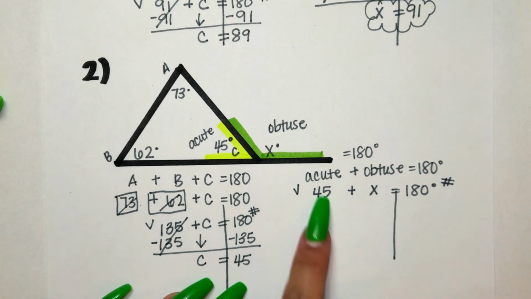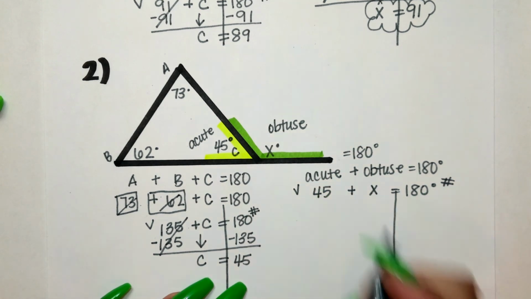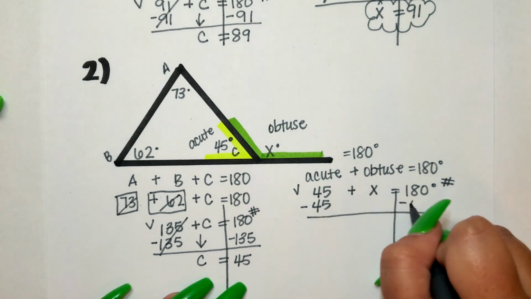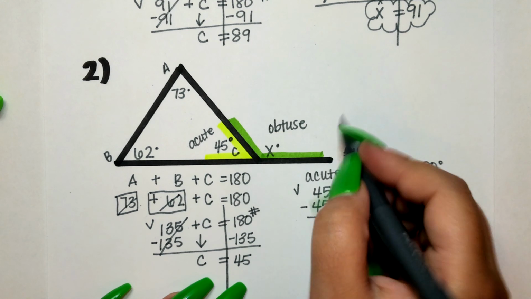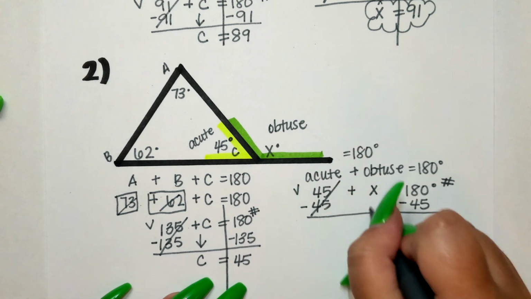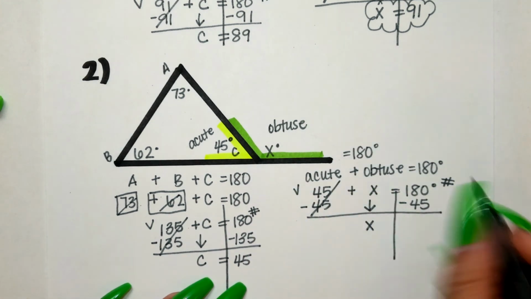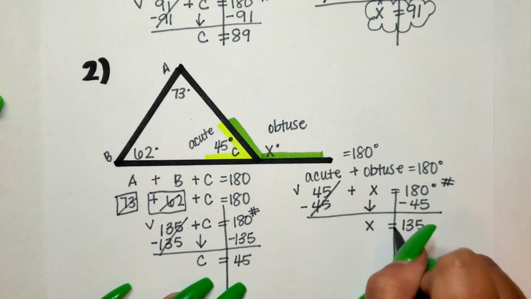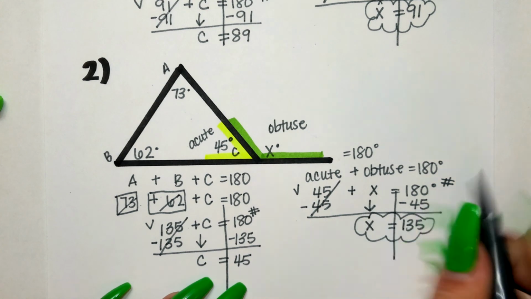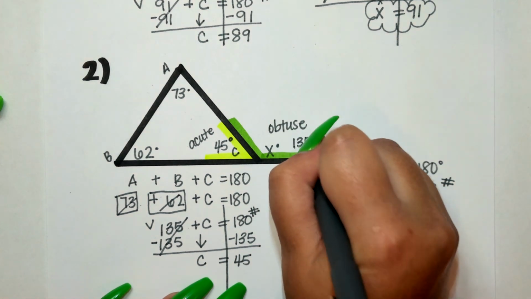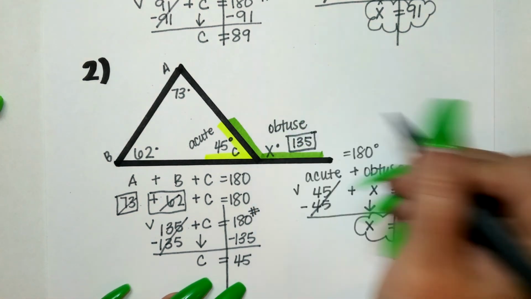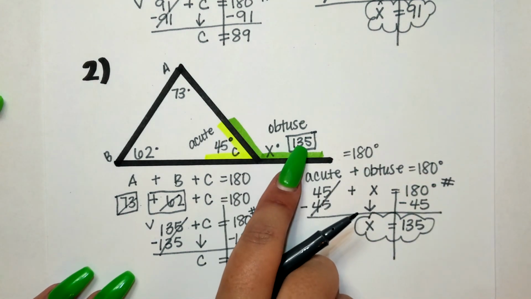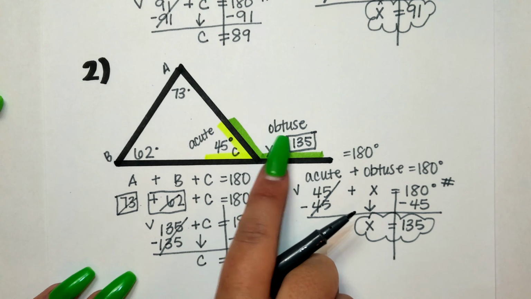So I want this 45 to be brought over to the number side. So I'm going to subtract 45 on both sides. My 45s cancel. I'm going to bring down the X, and 180 minus 45 is 135. So my obtuse angle is 135 degrees. It makes sense because 135 is bigger than 90, and that is an obtuse angle.